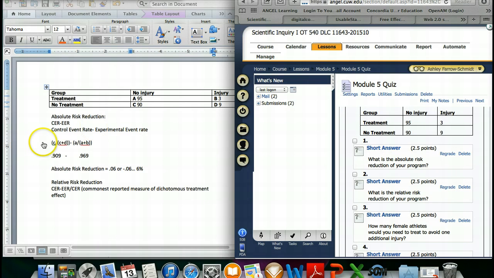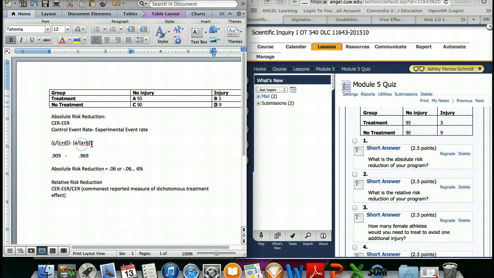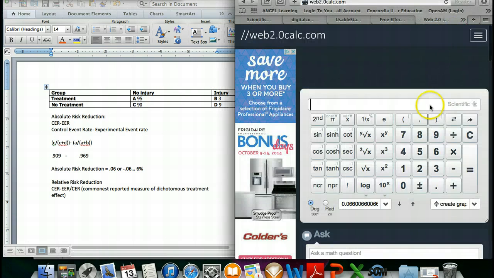To calculate that, you're going to use this equation. This C divided by C plus D is for the control group, and this A divided by A plus B is the experimental group. That's this. Now, that's based off these boxes here, this A, B, C, D. So I will do it for you here just so you can see.